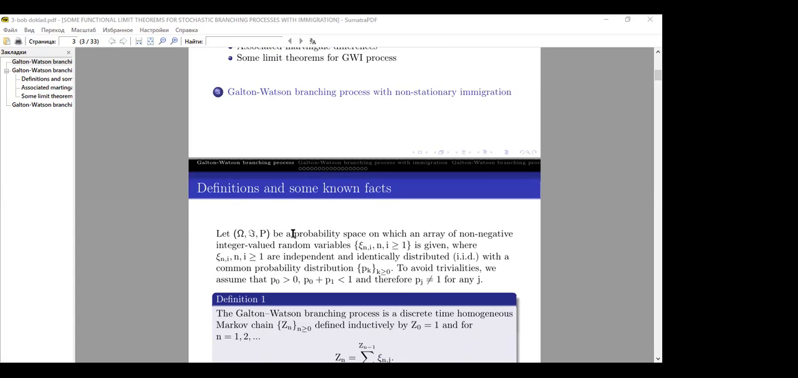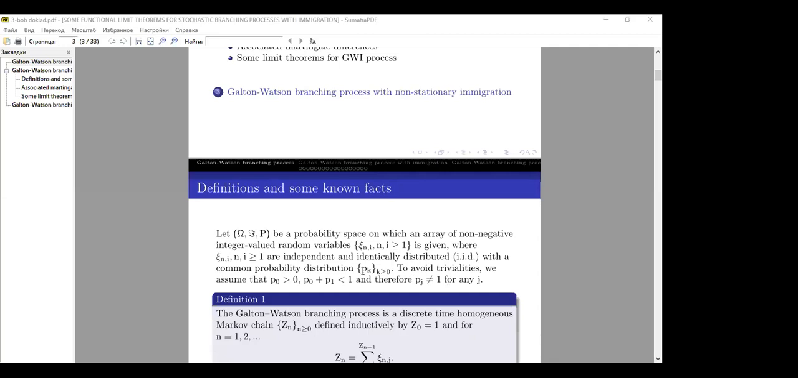So suppose we have a probability space on which an array of non-negative integer valued random variables ξ_{n,i} is given. Here we suppose that these random variables are independent and identically distributed with common probability distribution. To avoid trivialities, we will assume that the probability p0 is larger than zero, and the sum of these probabilities is less than one, and therefore these probabilities are not equal to one for any k.